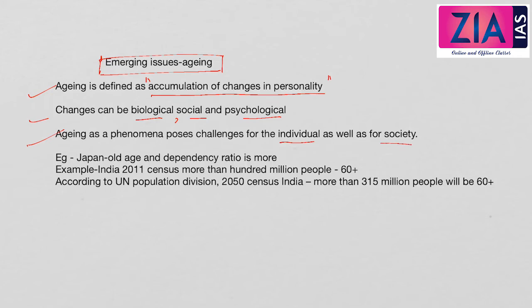For example, we are talking about India and Japan. In the India 2011 census, more than 100 million people are 60 plus, that means aged people. While in the case of Japan, we are seeing the old age dependency ratio is higher. According to the UN Population Division, it is predicted that by 2050 in India more than 315 million people will be 60 plus aged.